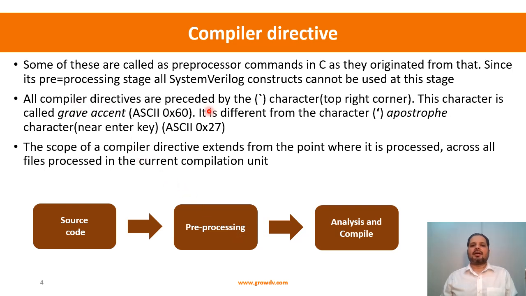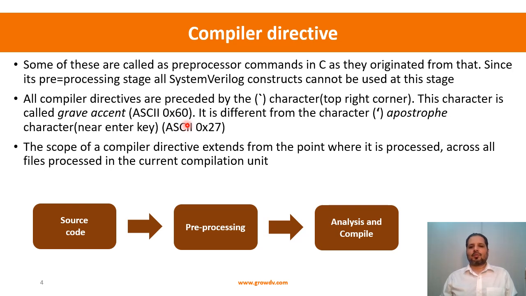The compiler directives are preceded with this tick character. It's on the top left corner of your keyboard, just below the escape key. You should be able to see it. This character is called a grave accent. Its ASCII code is hex 60.